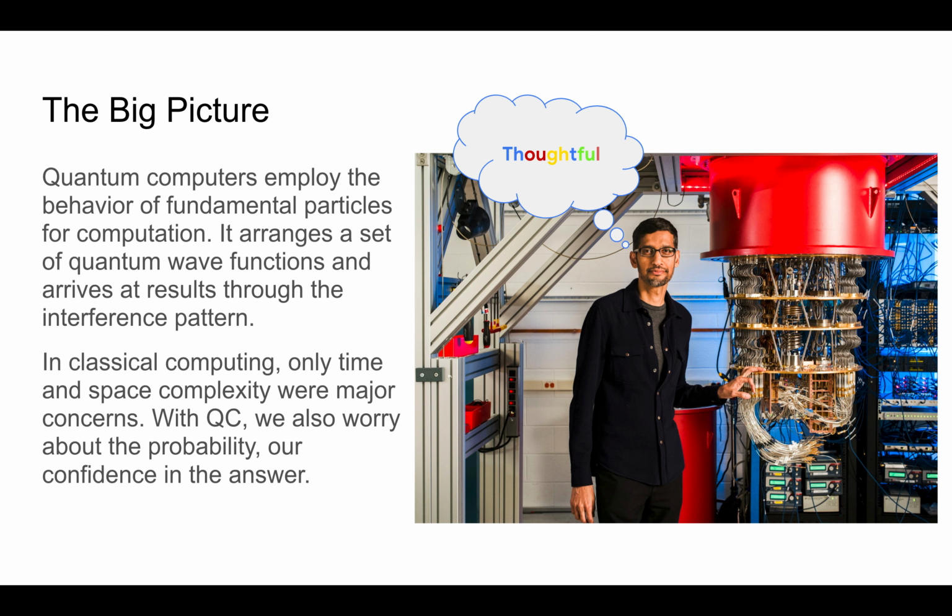But because of that, we'll also worry about the probability of the answer. They're fundamentally stochastic in nature. You're not dealing with definite values, you're dealing with probability distributions. So they can manipulate it so that mathematically they know they have a certain confidence interval for the answer, but it would never be 100% certain.